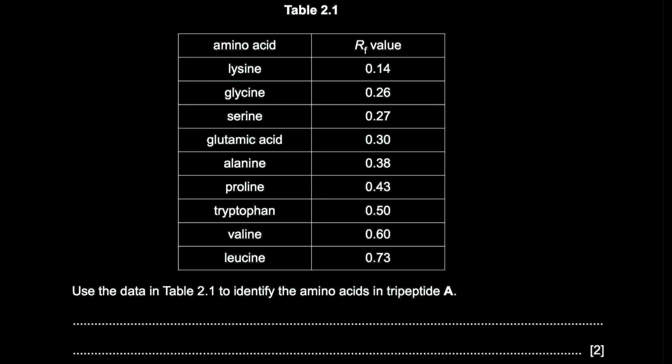So those correspond to lysine, 0.15 roughly. 0.54 is closest to tryptophan, and then 0.79 is closest to leucine. Even though those values are way off from the table values, we have to look at which of these the RF values are closest to. So the answer here is lysine, tryptophan, and then leucine.